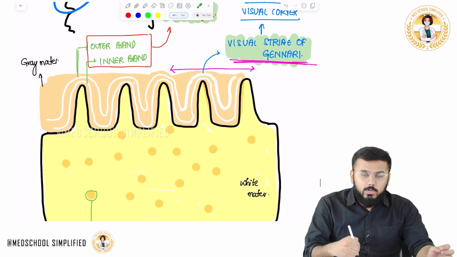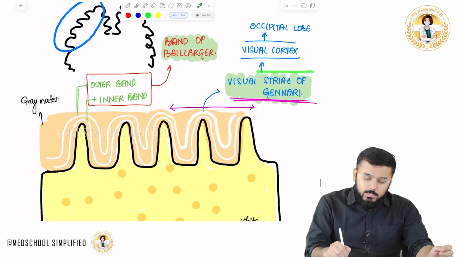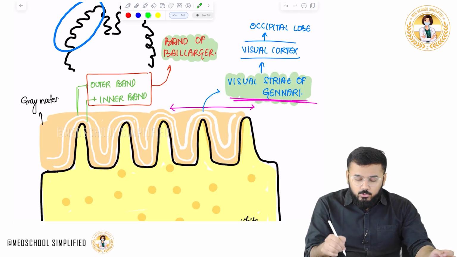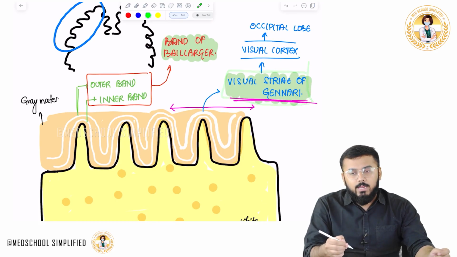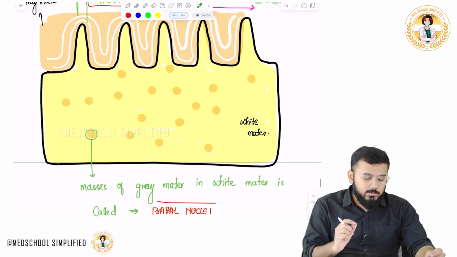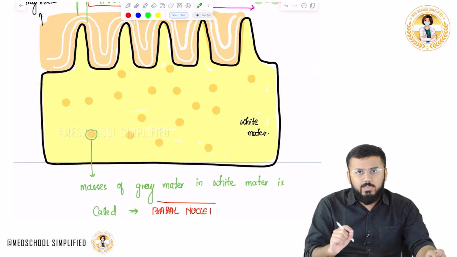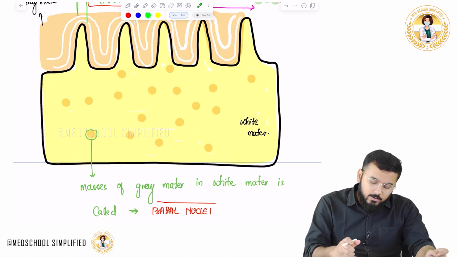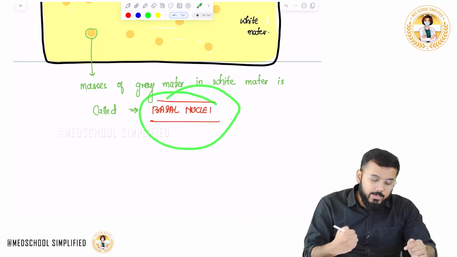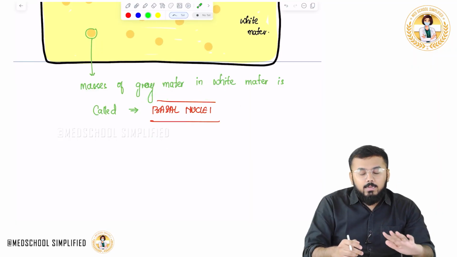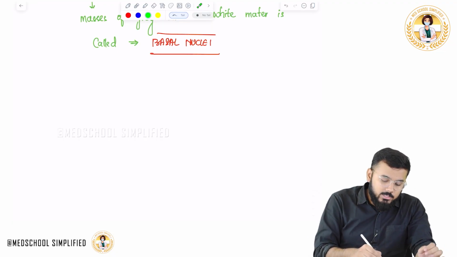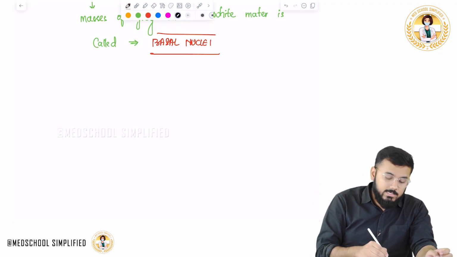Next important thing, in the cortical region, you can see that the outer band is much thicker. So you call this the visual striae of Gennari. Okay, so these are the structures which we have discussed, and the last important thing is pieces or masses of gray matter are located within the white matter here. So these masses are nothing but called your basal nuclei. So we are done discussing the cerebral hemisphere. Now after the cerebral hemisphere discussion, the next important thing we will discuss is cerebellum.